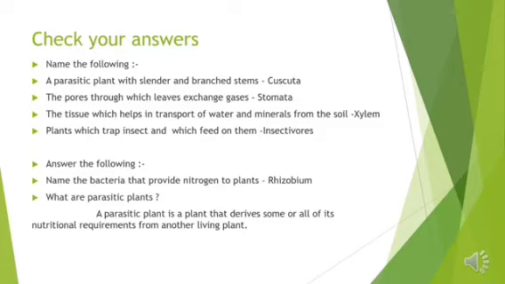Answer the following. Name the bacteria that provide nitrogen to plants. The rhizobium bacteria. What are parasitic plants? A parasitic plant is a plant that derives some or all of its nutritional requirements from another living plant.